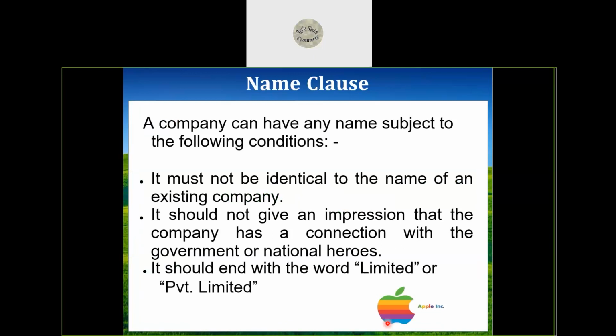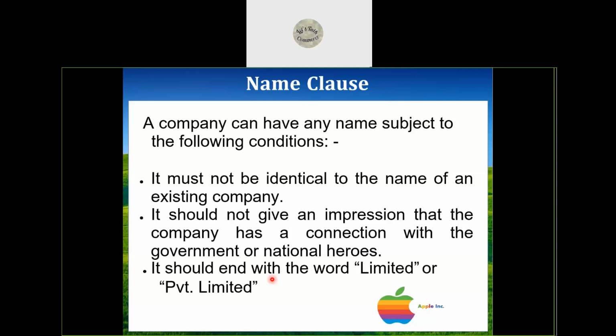Name clause: a company can have any name subject to the following conditions. What are the conditions? It must not be identical to the name of an existing company. It should not give an impression that the company has a connection with government or national heroes. अपनी कंपनी का नाम हम कुछ ऐसा नहीं रख सकते कि कोई उससे कुछ गलत समझ ले, कोई उससे अलग मीनिंग निकाल ले उसका. हम उसको गवर्नमेंट के नाम से रिलेट नहीं कर सकते, राइट?